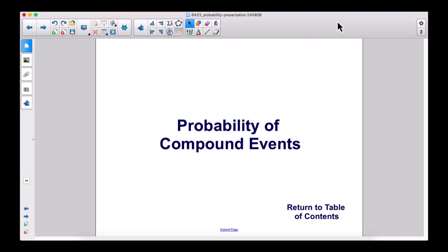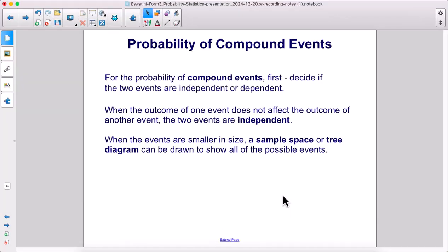Probability of compound events. For the probability of compound events, first, decide if the two events are independent or dependent. When the outcome of one event does not affect the outcome of another event, the two events are independent.